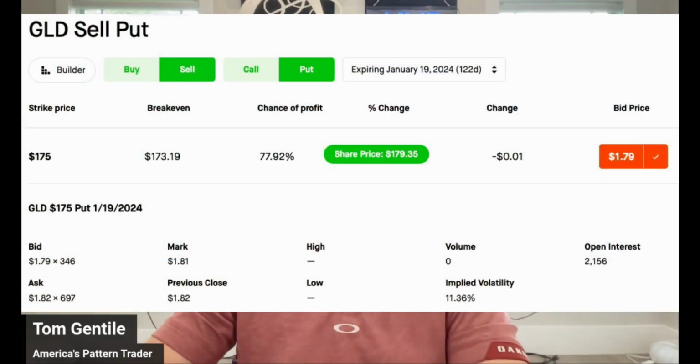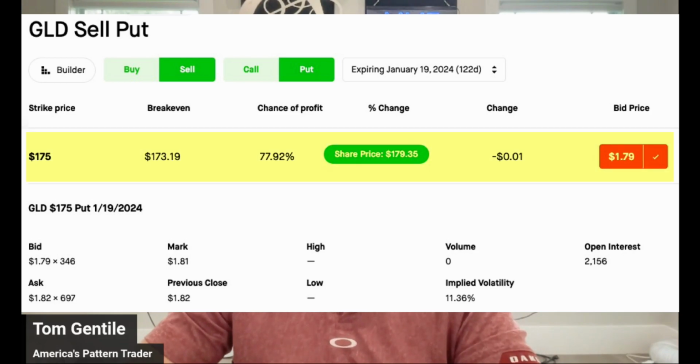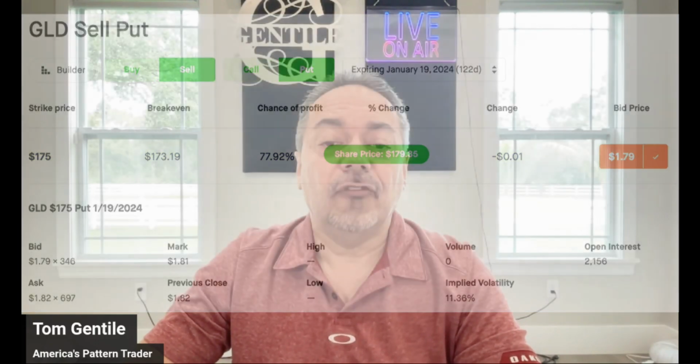Well, this is an image of selling GLD, or selling the puts on GLD. And what you see here is the setup, the current strike price is 175. It also shows me things like the chance of a profit, which is actually close to 78%. That's good. Looking at the current share price, we're well above the 175 price. This tells me that I should be able to receive $180 for every contract of this particular option that I sell.